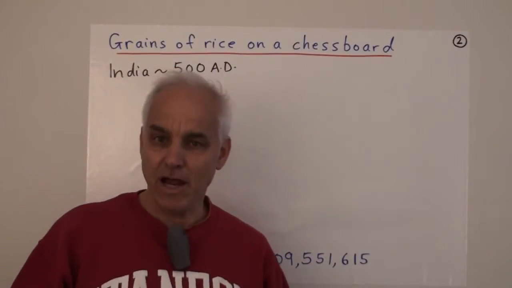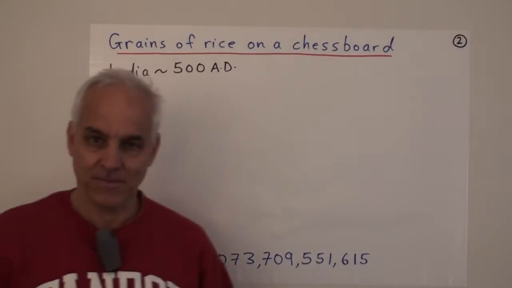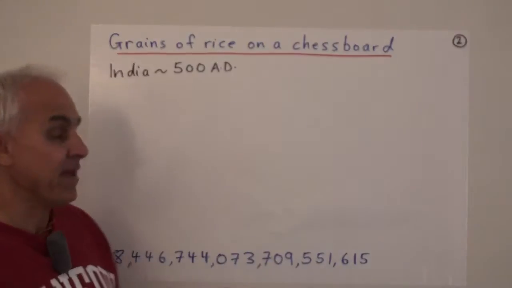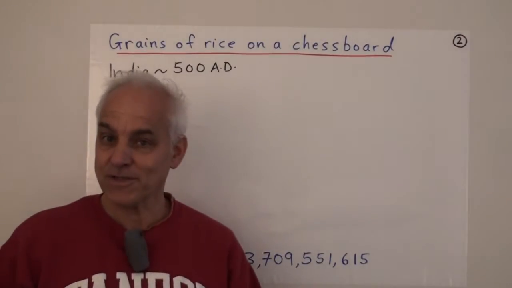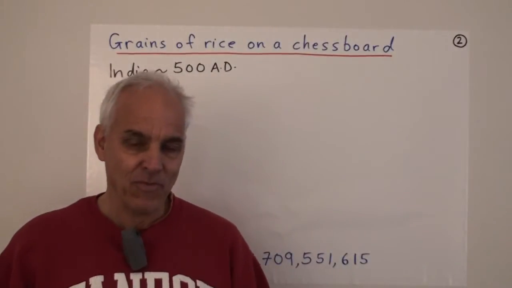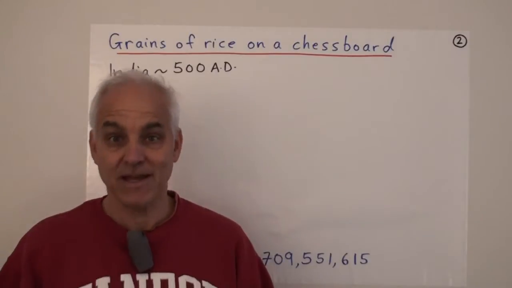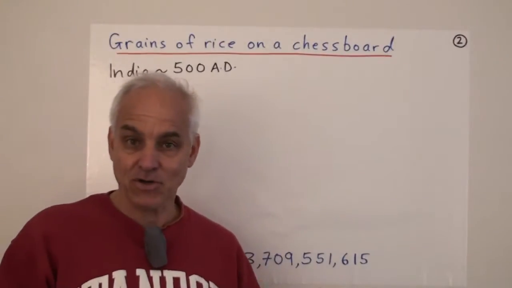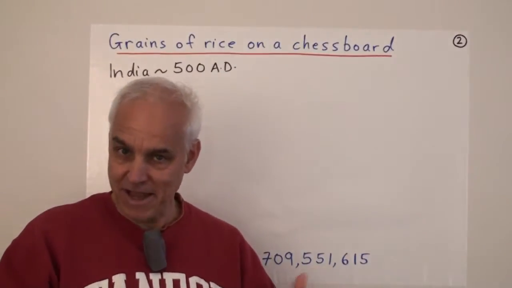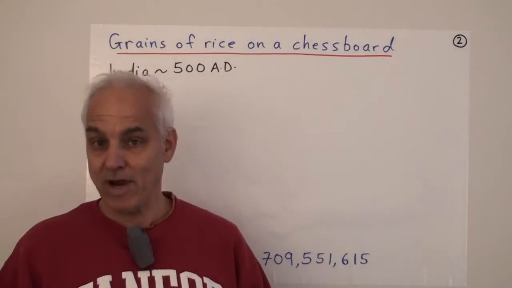So let's go back in time to ancient India around 500 AD. That's 1500 years ago. That's roughly when the game of chess was first invented. So we don't know exactly how the game arose, but there are certain legends that suggest that a king of India at that time had an advisor who was mathematically inclined, who discovered or invented the game, and the king was very enthusiastic because he ended up thinking it was a great game.